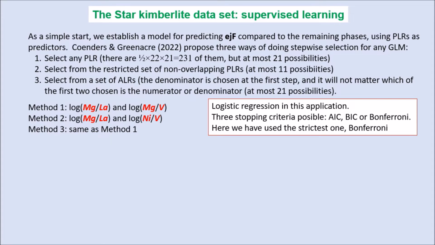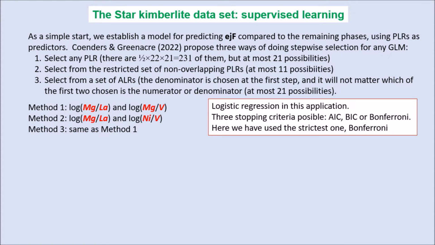In this paper, simple pairwise log ratios are selected stepwise, either from the pool of all PLRs, of which there are 231 in this application, or from the pool of non-overlapping PLRs, which means that no more than 11 PLRs can be chosen, or from the pool of ALRs, where the first step determines the reference part. The following results use the strictest Bonferroni stopping rule for the stepwise process, which is stricter than both AIC and BIC.